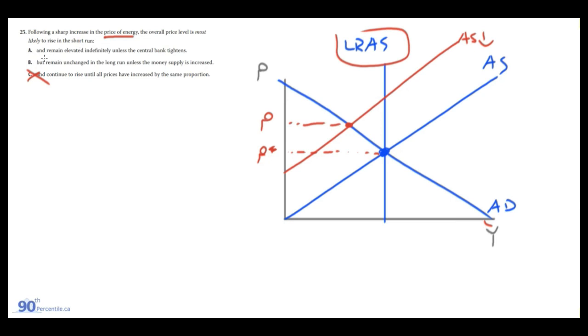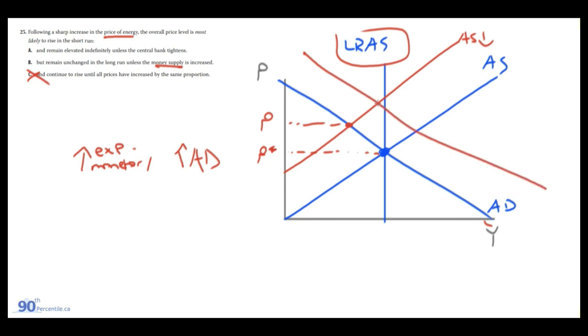For B, prices are going to rise in the short run, but remain unchanged in the long run unless money supply is increased. So if there's no money supply increase, this is actually an increase in aggregate demand because we have expansionary monetary policy, which will increase aggregate demand. So if we drew this out and we increase aggregate demand, it could be somewhere here. So this would be aggregate demand increase in response to this aggregate supply decrease.